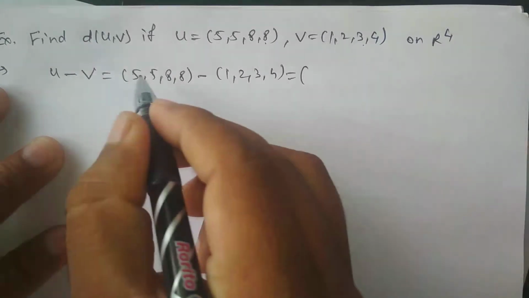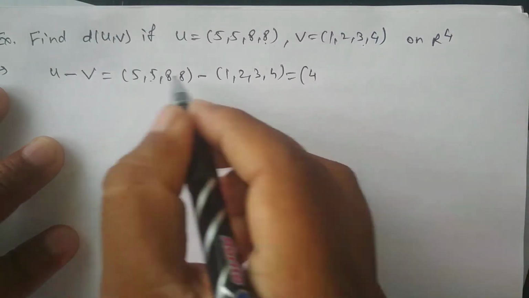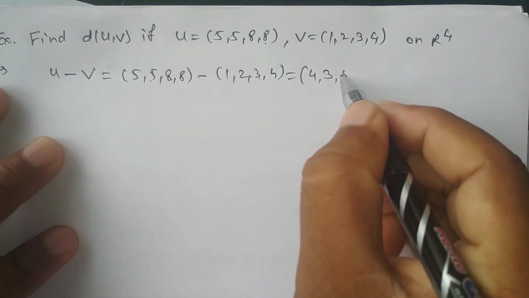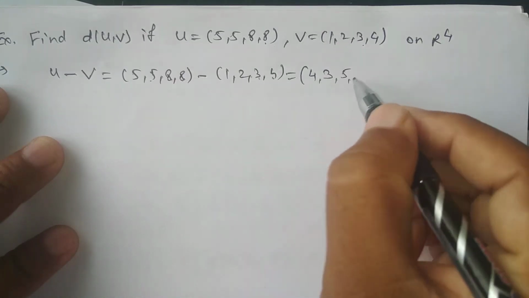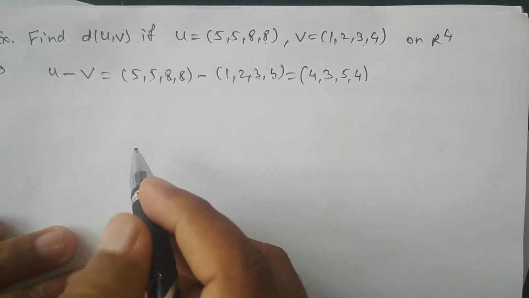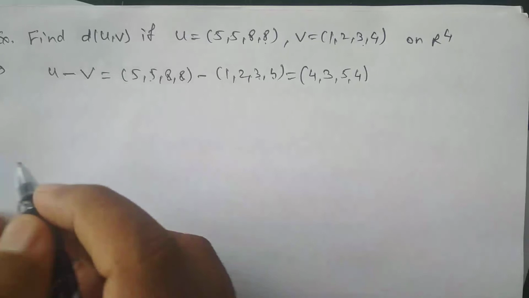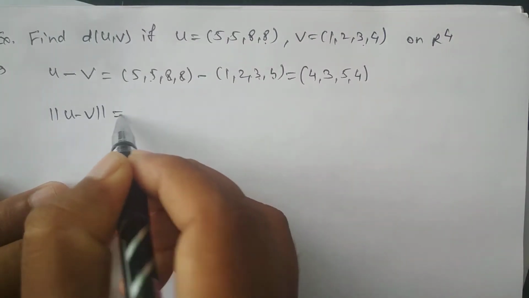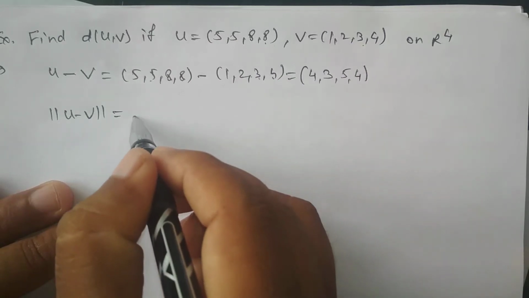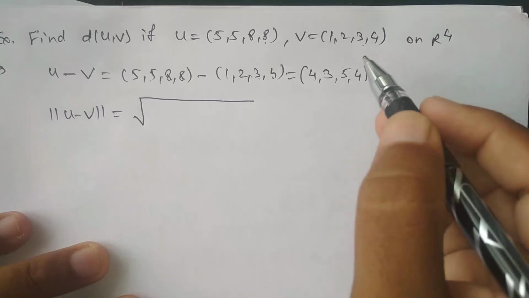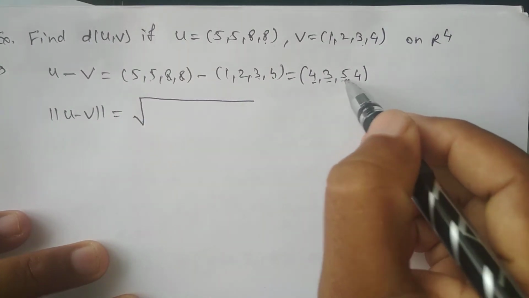So this is equal to 5 minus 1, it is 4. 5 minus 2, it is 3. 8 minus 3, it is 5. And 8 minus 4, it is 4. We will get this vector. Now we have to take a norm of this vector. So what is norm of u minus v? So norm of u minus v is nothing but under root of a1 square plus a2 square plus a3 square plus a4 square. This is a1, a2, a3, a4.